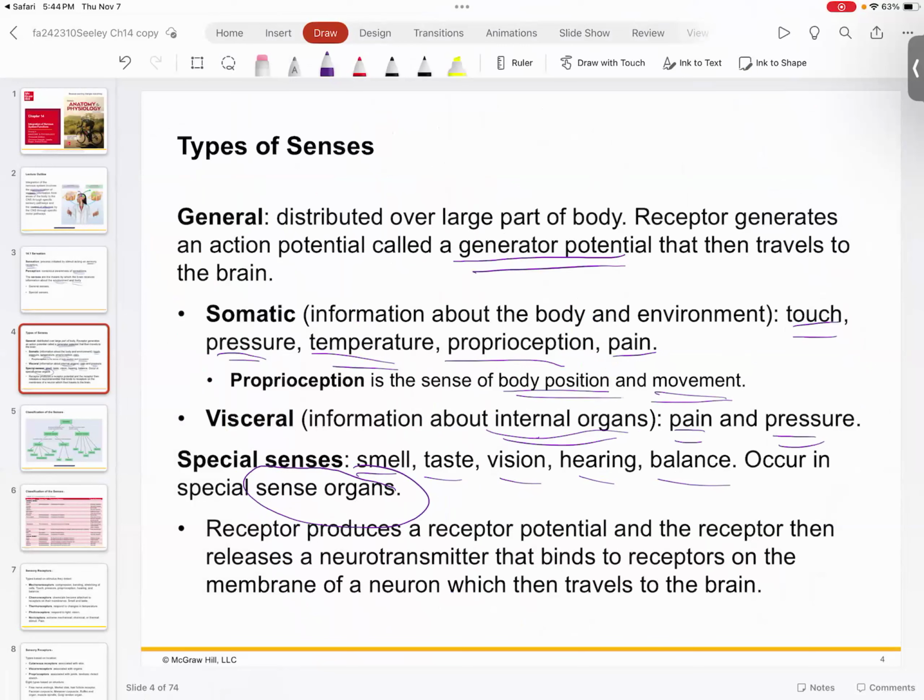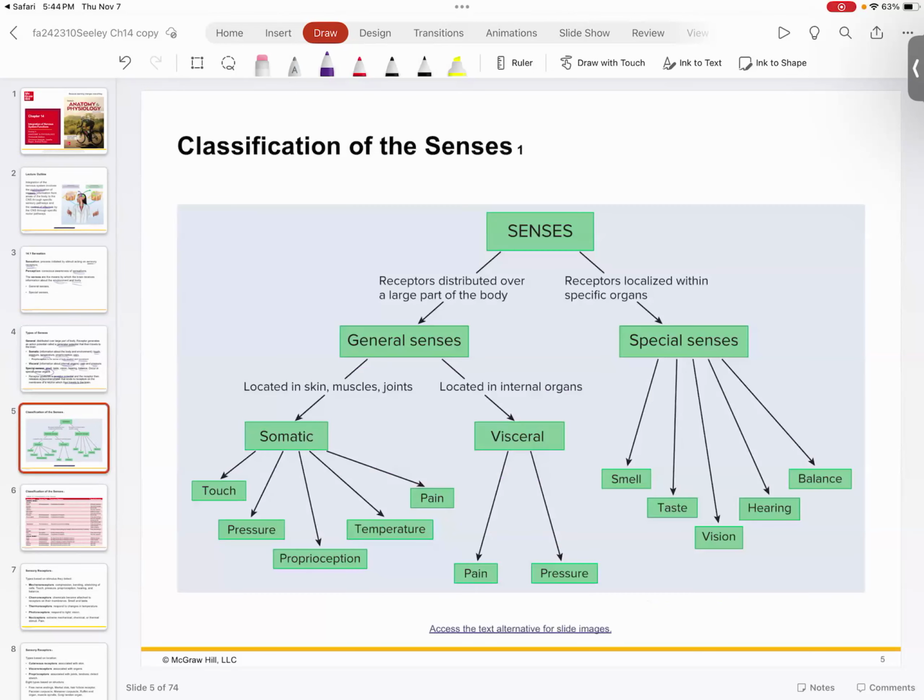The receptors in these special senses will create what's referred to as a receptor potential. In this case, they'll release a neurotransmitter that will bind to the receptor on the membrane of the neuron, and then it travels to the brain. So you have some neurotransmitter involvement in this particular situation as well.